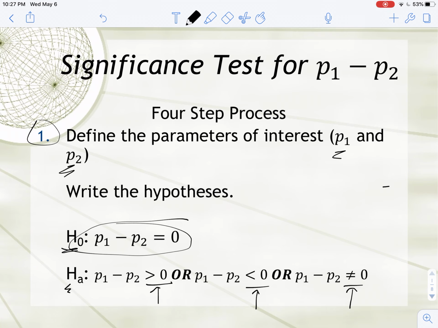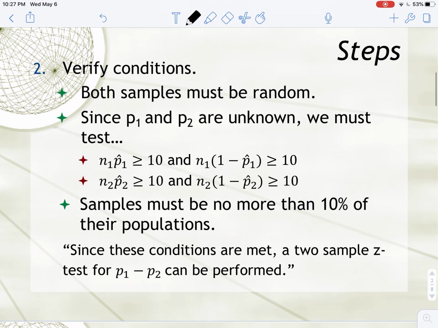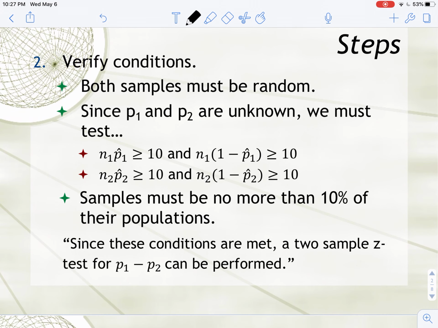All right, so after you write your hypotheses, you're going to verify your conditions. So basically 3 sets of conditions. You have the random condition, so both samples need to be random. So if you're running an observational study, this will usually mean that your 2 samples were randomly obtained. If you're doing an experiment, it usually means that your treatments are randomly assigned to your groups, or your groups randomly assigned to the treatments.